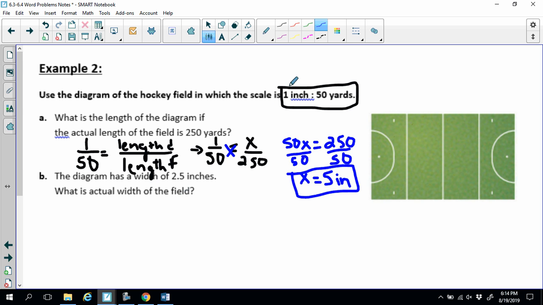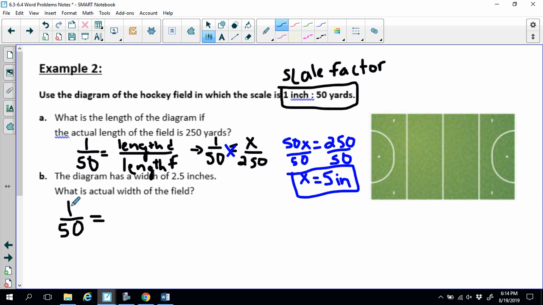Now, once again, they have given us already the scale factor. I'm going to put that here so we know this is our scale factor. The nice thing is we didn't even have to find this, unlike the other problem, which we did have to. So we will always use our scale factor. So we will have 1 over 50. So the 1 represents the inch, the 50 represents the yard.